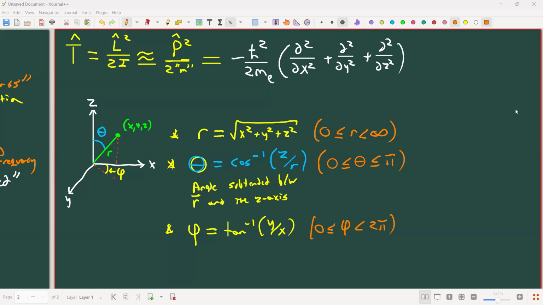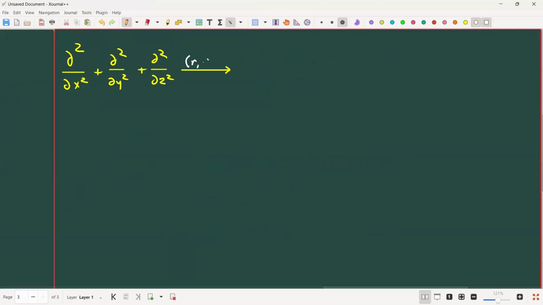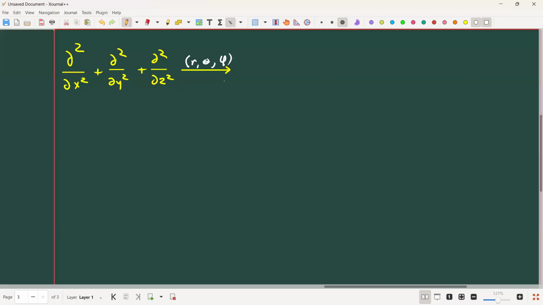Okay. Oops, that's the wrong document. Okay, so I want to take this strange sum of second derivatives, right? And I want to convert it into r, theta, and phi, using the formulas I have for this conversion on the other page.